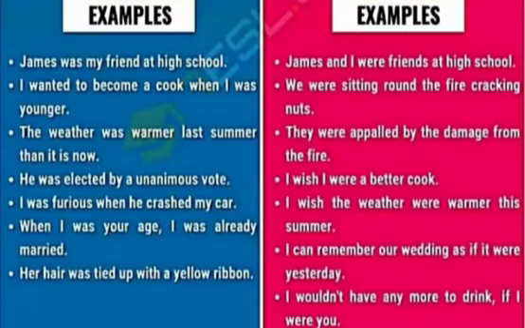Yes, look at the examples with were. James and I were friends at high school. So here I mentioned James as well as I. Two persons are mentioned: James and I were friends at high school. That's why we are using here were. Then, we were sitting round the fire cracking nuts.